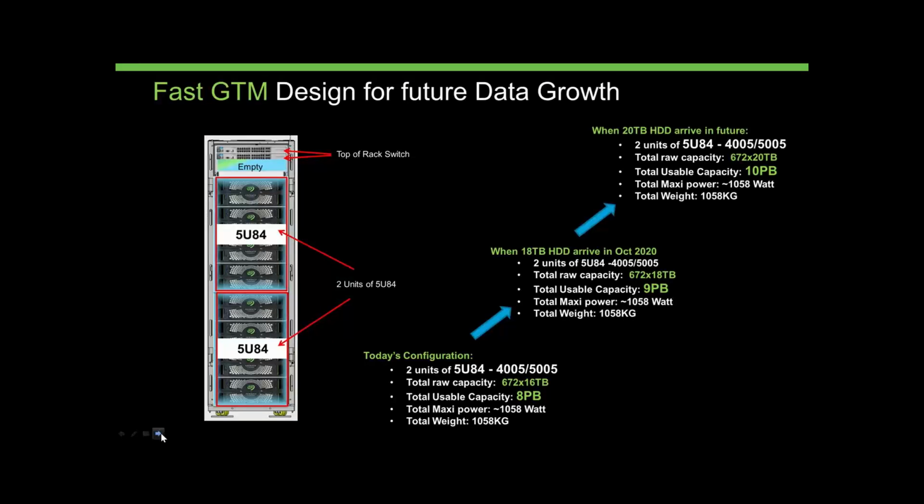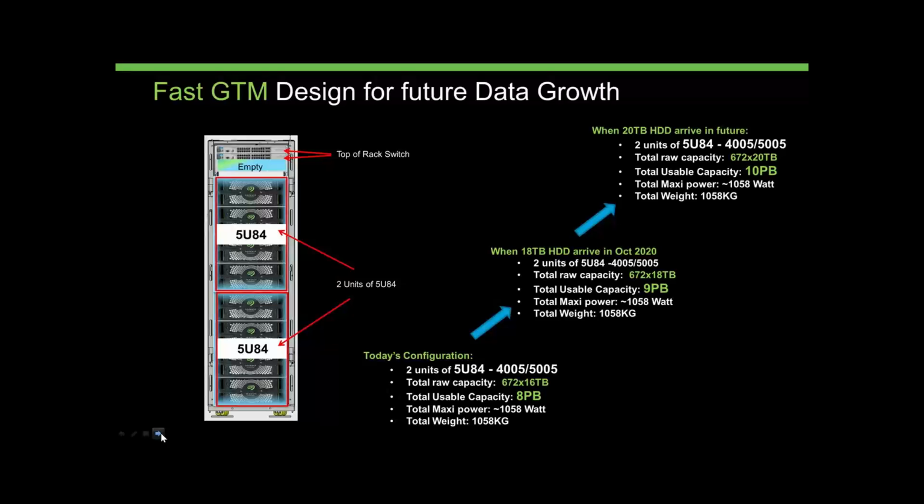Actually, in this single 42U rack, 2 units are fully populated 5U84. That means 1 unit is able to support up to at least 336 drives. So basically, you can support 700-plus drives in a single rack. This helps you with 6 trays, and at the same time helps you achieve a certain amount of usable capacity.